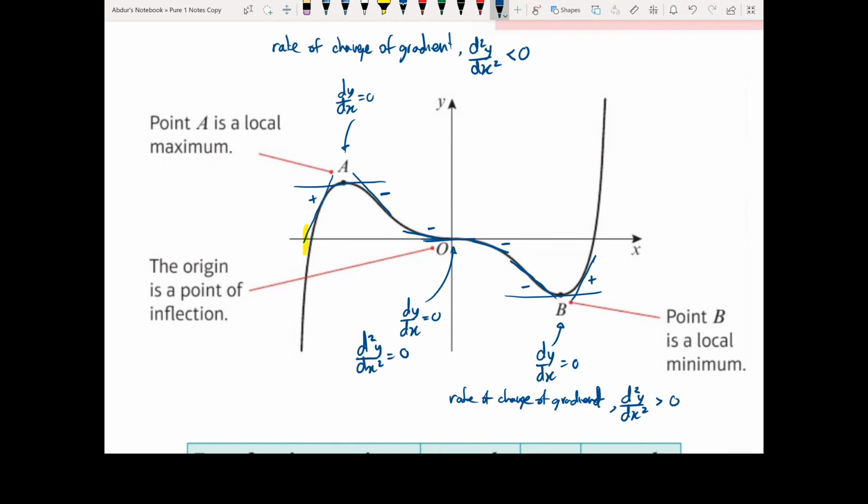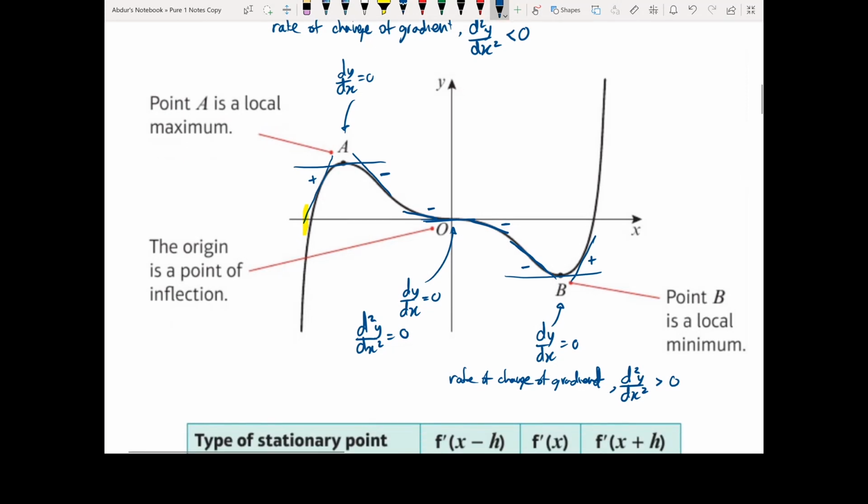We actually have to investigate further by finding the gradient just before that point and just after, to see whether they are both negative gradients, in which case it would be a point of inflection, or if they were both positive gradients, it would be a point of inflection as well. So how we might do that is by laying it out in this particular way.